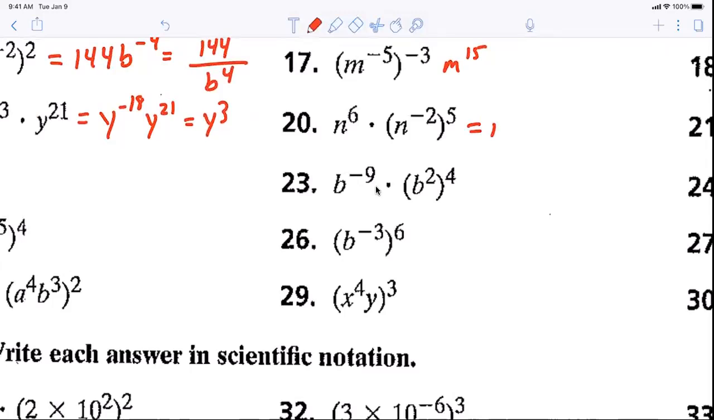All right, Gray, tell me. So it's n to the 6 times n to the negative 10. Good, which is n to the negative 4, which is 1 over n to the 4. Wow, we sound like we're mathematicians in here.